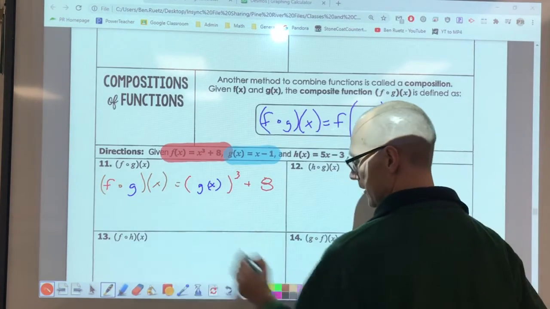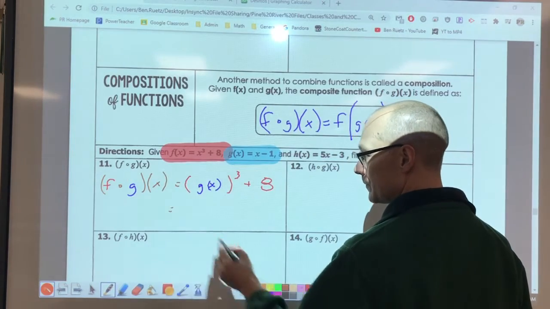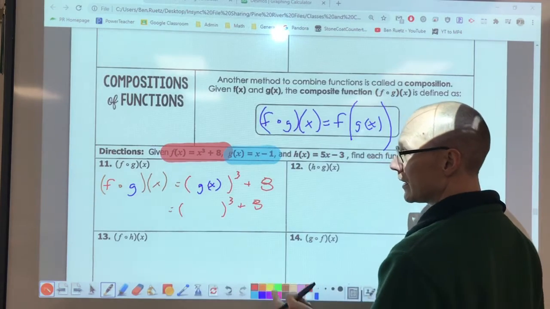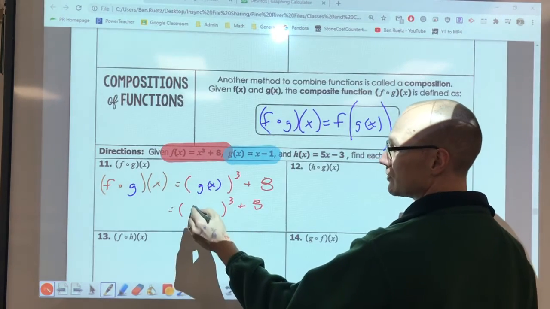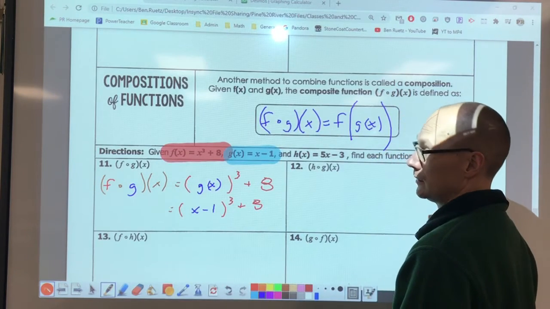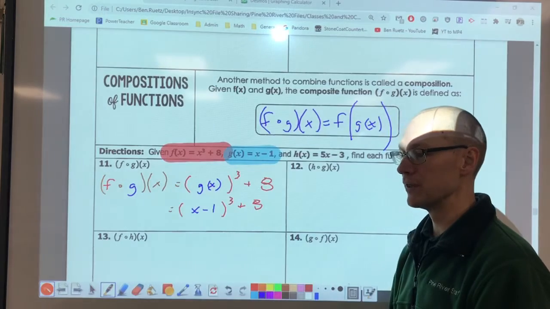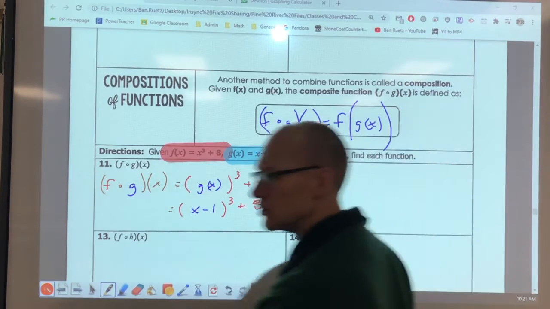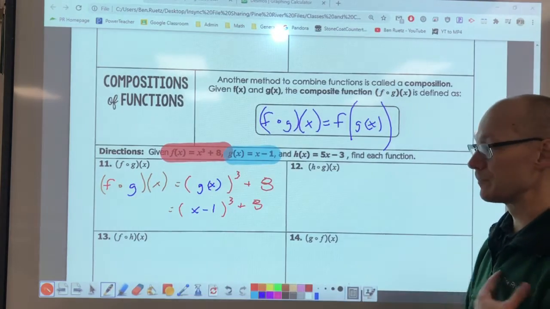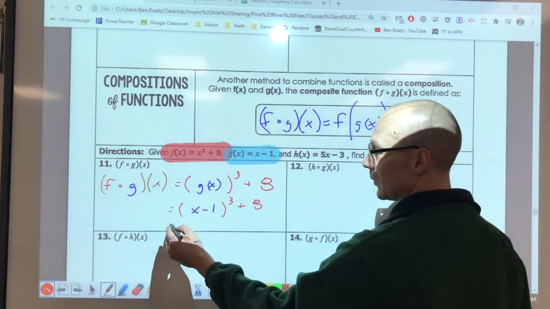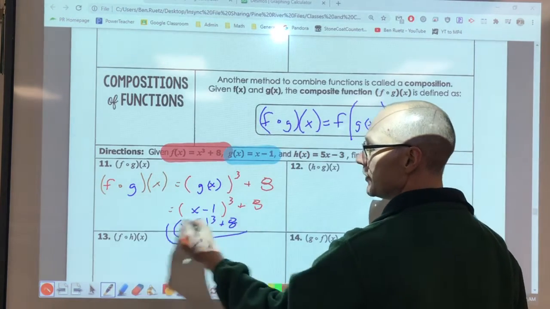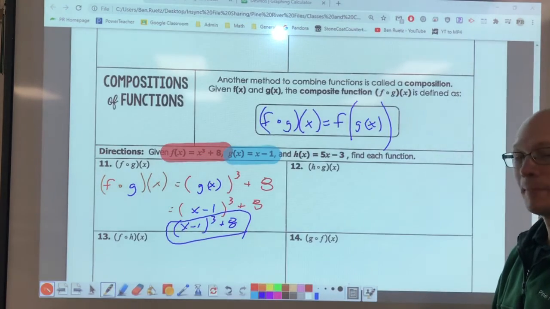So let's rewrite this. What is the g function? X minus 1. So that ends up being my answer. I don't really want to do any more than that. In fact, do they? Yeah, they actually FOIL it out and do all kinds of crazy things with it. I'm happy with this right here. Turns out that we end up with just x minus 1 cubed plus 8. This is my composite function.